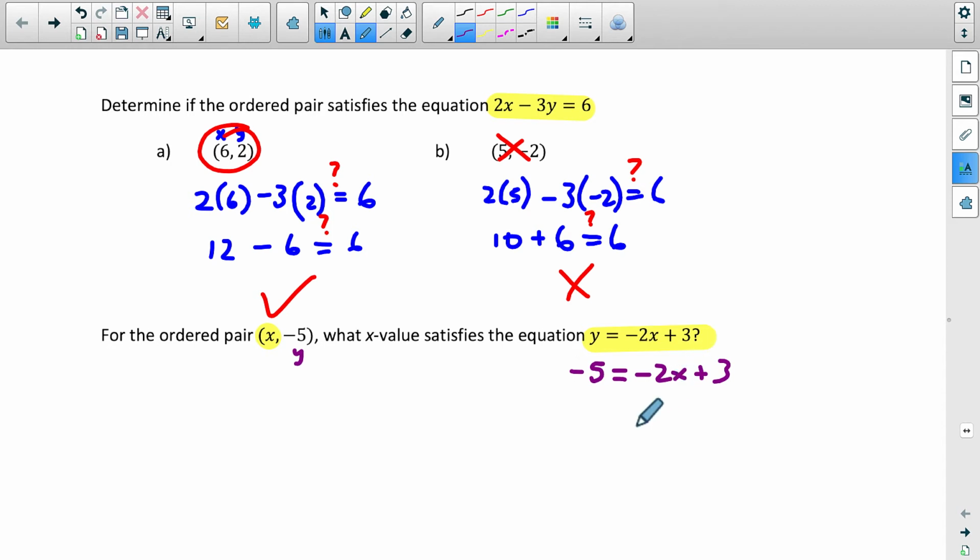Got to get the x by itself. So there's a couple numbers that are problems. This number is a problem, and this number is a problem. We try to add or subtract first. So which one would we subtract? The 3. It's plus 3, so we subtract 3.